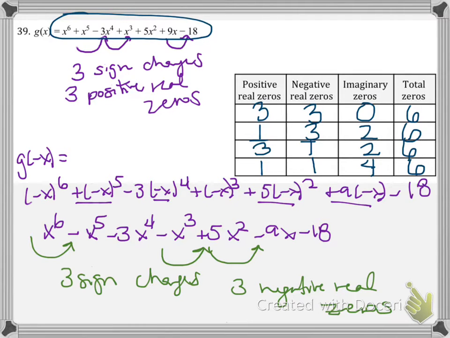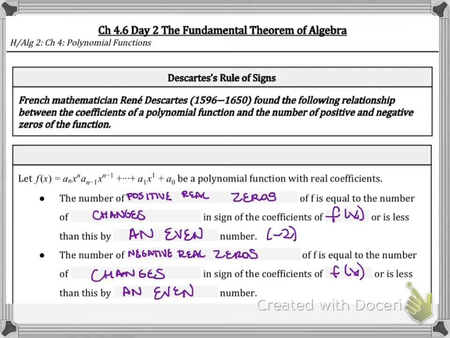Okay, so the biggest thing to note is that you can only drop the sign changes by an even number, by 2. You cannot decrease it by 1, right? The complex conjugates always come in pairs.